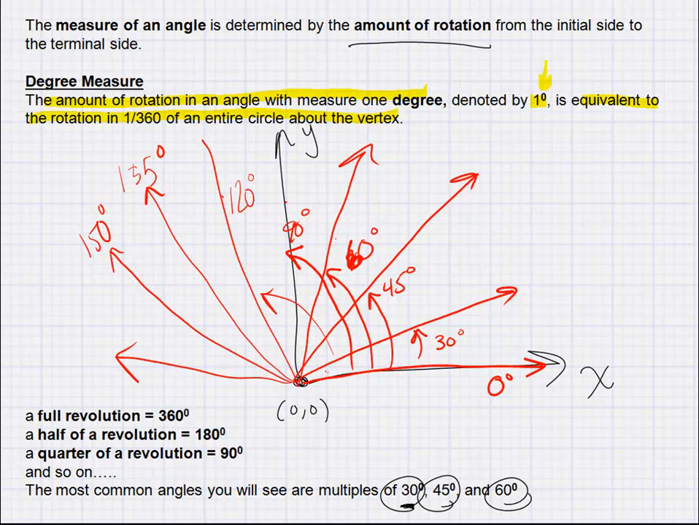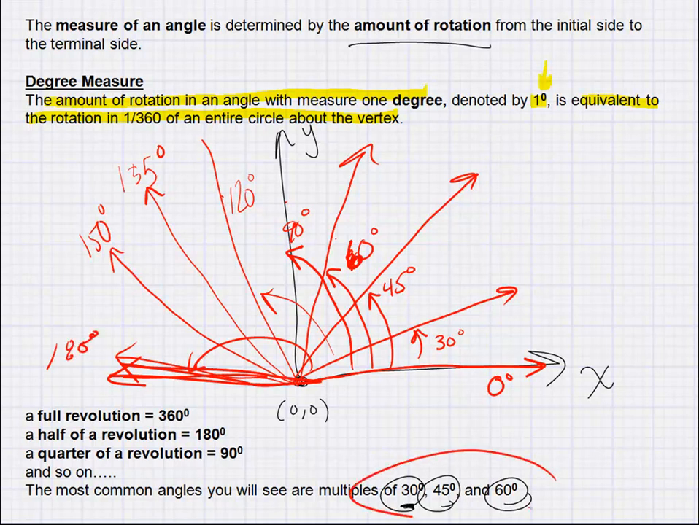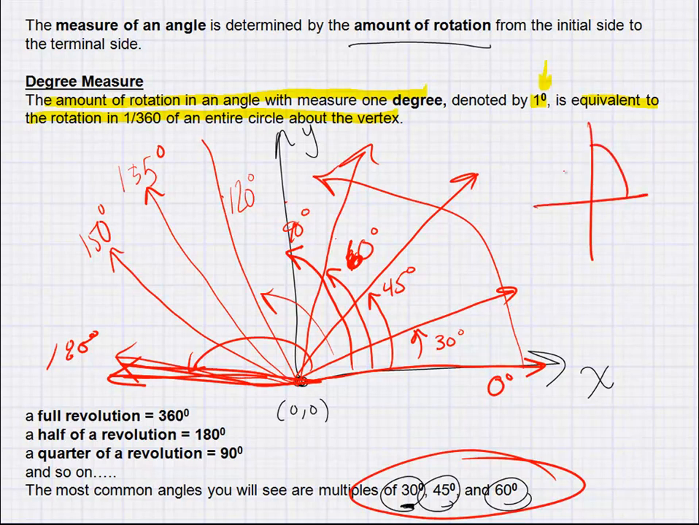So that angle would be 150 degrees, and then we also have 180 degrees, halfway around the circle. So that would put me on the negative x-axis, so that's my 180 degrees. Okay? But again, multiples of these three angles are going to be your common ones, so seeing how they fall in the first quadrant is going to be important. And then we're going to look at multiples of that as we move all around the xy plane.